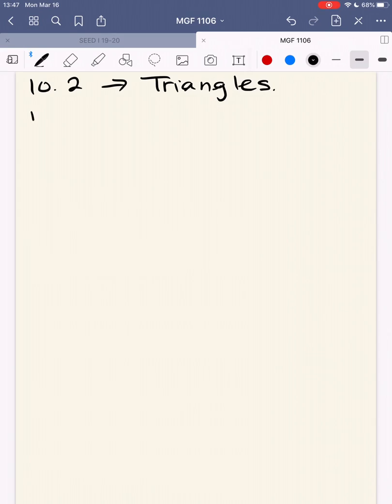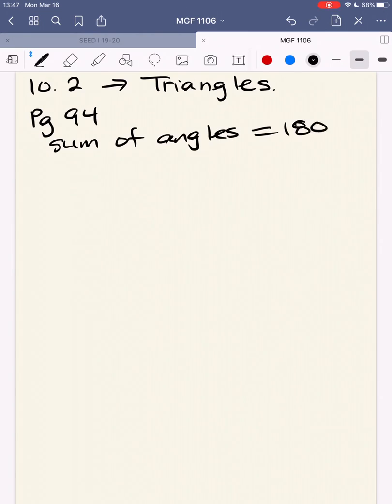And on page 94, you see a nice little chart of all the different names we have for triangles, and some rules about them. But the big thing to know about triangles is that the sum of their interior angles is equal to 180 degrees. So that allows us to find a lot of things with our triangles.